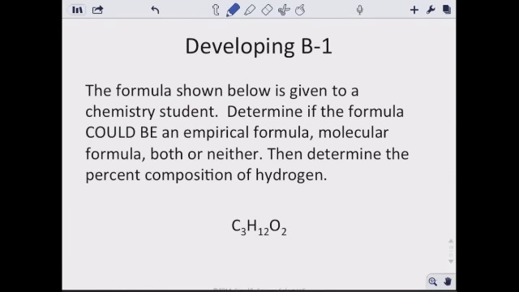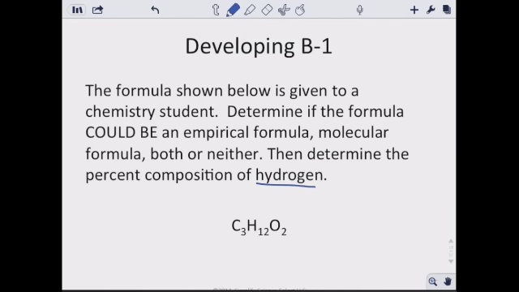So in looking at this, it says the formula shown below is given to a chemistry student. Determine if the formula could be an empirical formula, molecular formula, both, or neither. Then determine the percent composition of hydrogen. So when we're looking at this, we know that this very first one is C3H12O2. It can't be reduced anymore. So guess what? It's the empirical formula, because we can't reduce a 2, a 12, and a 3 any more than what they are. So we know that it's empirical formula.